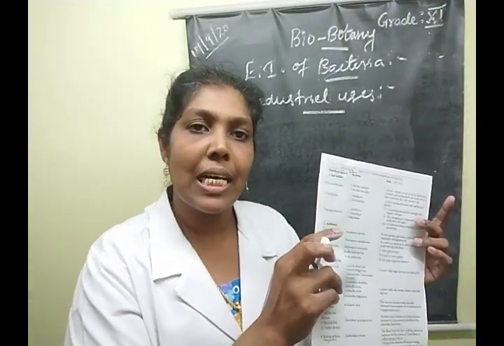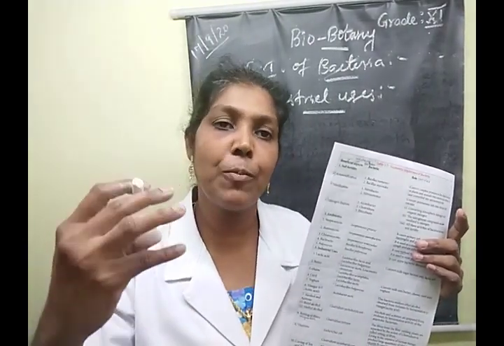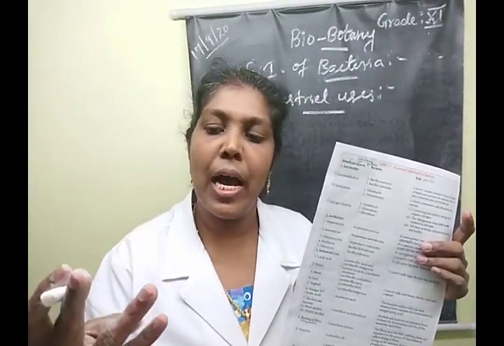Okay, in this process one of the bacterial species involved is Lactobacillus lactis. The first one is the main one: in milk, the lactose present is converted into lactic acid. Okay, so the bacterial species involved in this process is Lactobacillus lactis. Clear? The next one is cheese preparation, and butter, curd, yogurt.